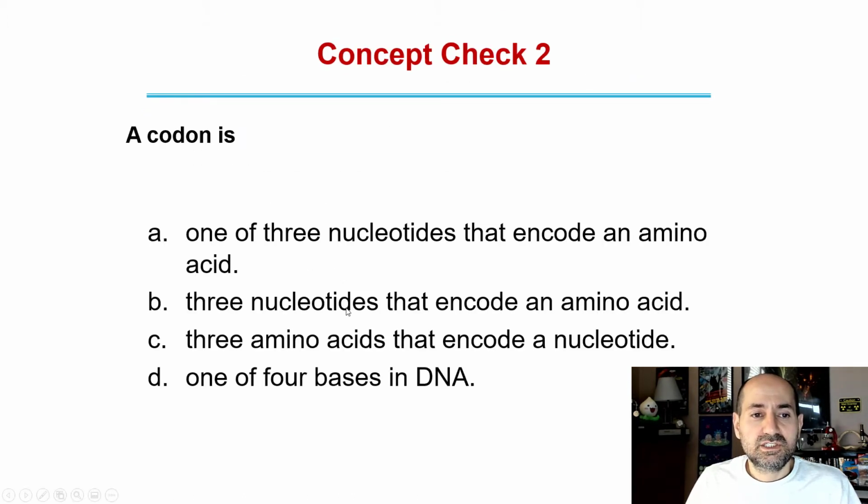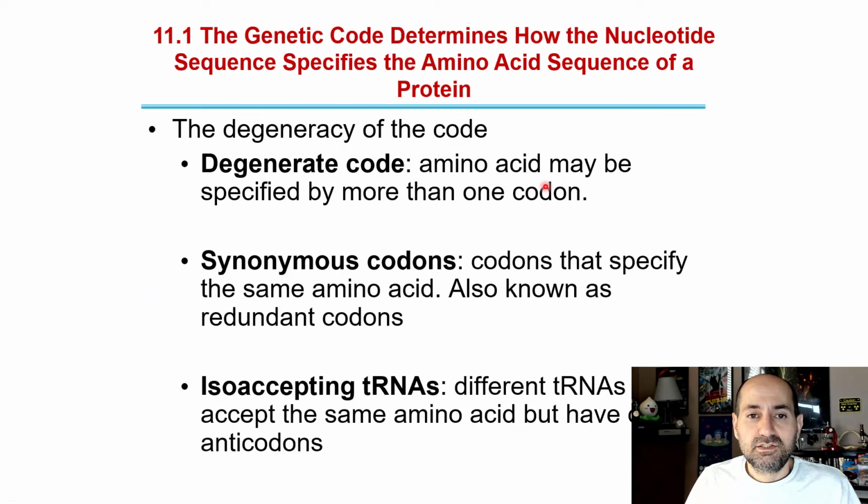So the genetic code is degenerate. An amino acid may be specified by more than one codon. It makes sense. I mean, there are 61 codons that code for amino acids, but there are only 20 amino acids. Obviously, more than one codon has to code for an individual type of amino acid. Synonymous codons: codons that specify the same amino acid, also known as redundant codons. So again, you have more than one codon that codes for the same thing. These are called synonymous or redundant codons.